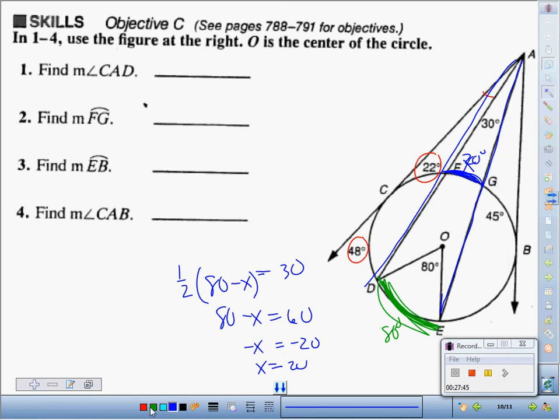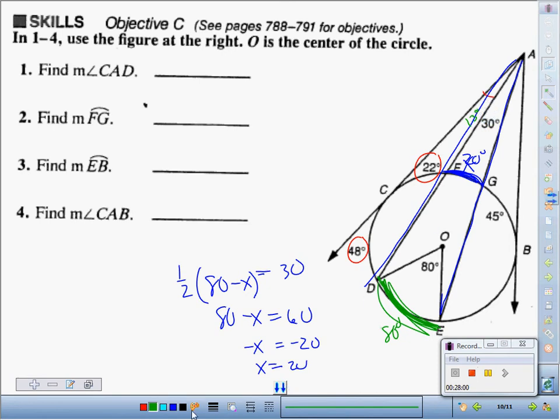And then what you can figure out, like I said, is this. This angle is outside the circle, so we do a little subtracting. 48 minus 22 is 26. Then we divide that by 2, and that's 13 degrees up there.